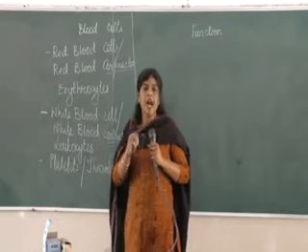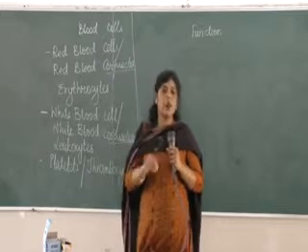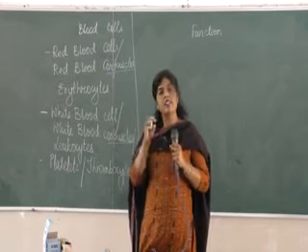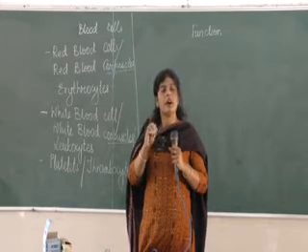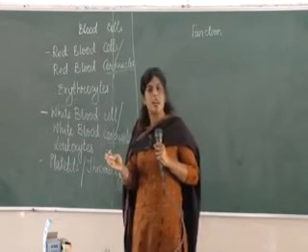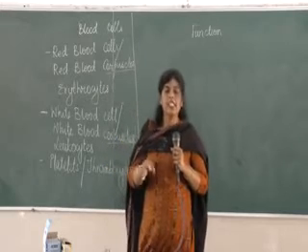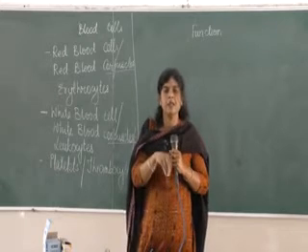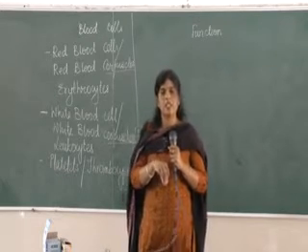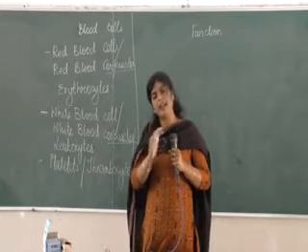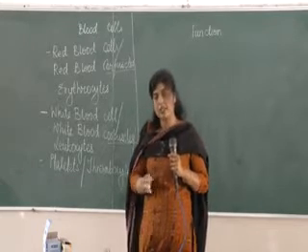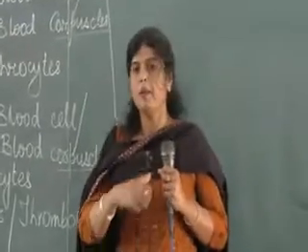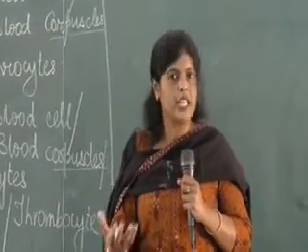Not only this, when we have a cut, a blood clot is formed. Blood clotting is done by one of the blood cells, that is platelets. What is the idea of having a clot? It stops further loss of blood from the injured part, plus it doesn't allow the pathogens to get into the injured part of the body. So blood plays a very important role in protection. Is it clear? So basically blood is there for transportation, for protection, and for the distribution of heat.